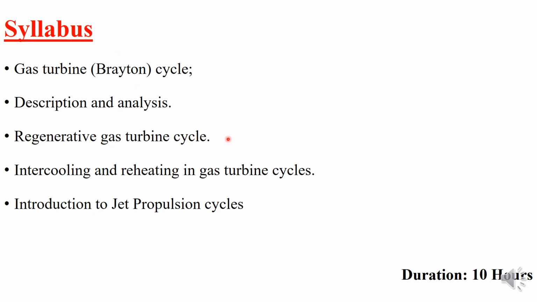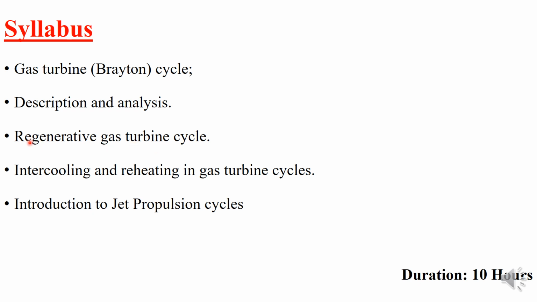There are three methods: direct method, regenerative method, and intercooling method. These three methods are employed in the gas turbine cycle, and we will study them again. We will analyze the net work output as well as the efficiency of the cycle, and how it is improved.